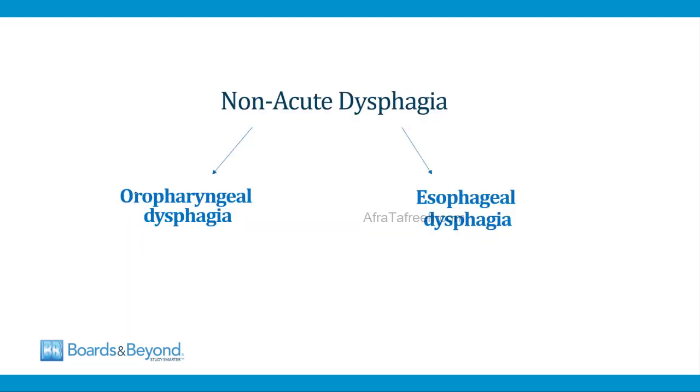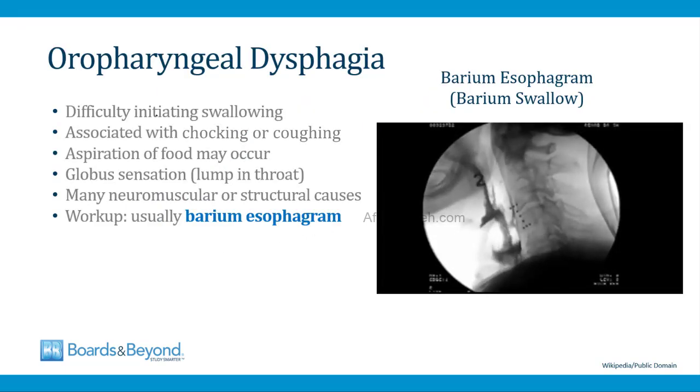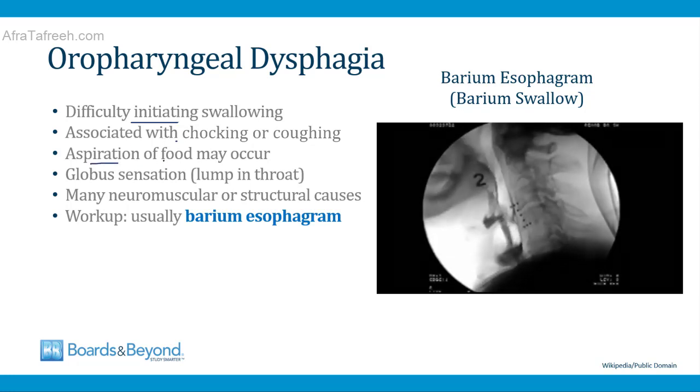In contrast to acute onset dysphagia, non-acute dysphagia develops slowly over time. And we break down non-acute dysphagia into 2 subcategories. The first one is oropharyngeal dysphagia, and the second one is esophageal dysphagia. Oropharyngeal dysphagia refers to difficulty initiating swallowing. Patients with oropharyngeal dysphagia will report that when they try to begin swallowing, they start to choke or sometimes they begin to cough. In some cases, oropharyngeal dysphagia can lead to aspiration of food into the lungs, and this can lead to even more coughing.